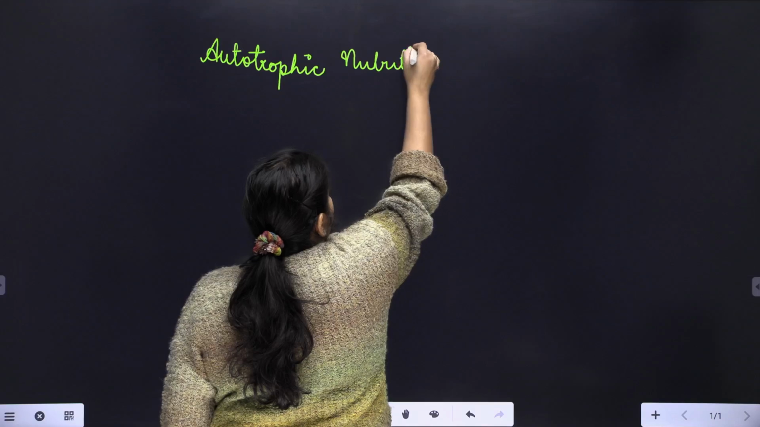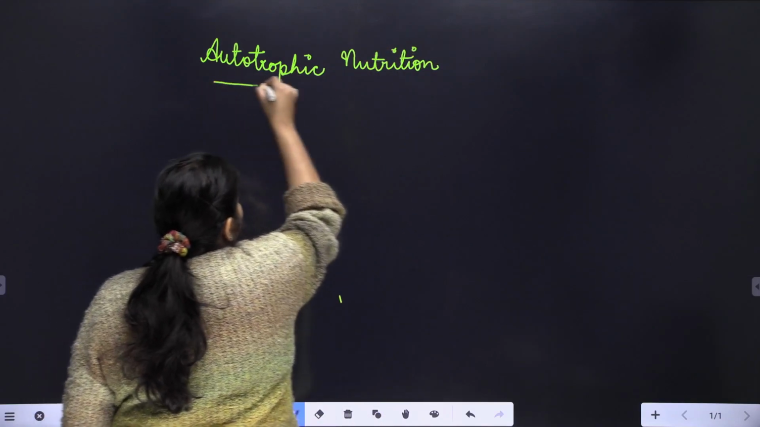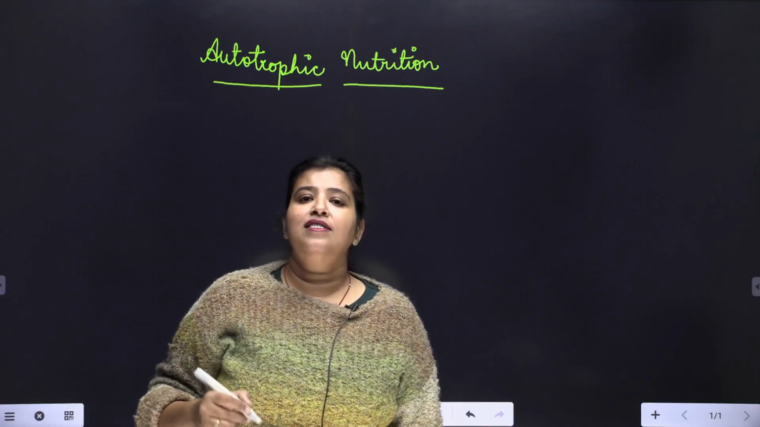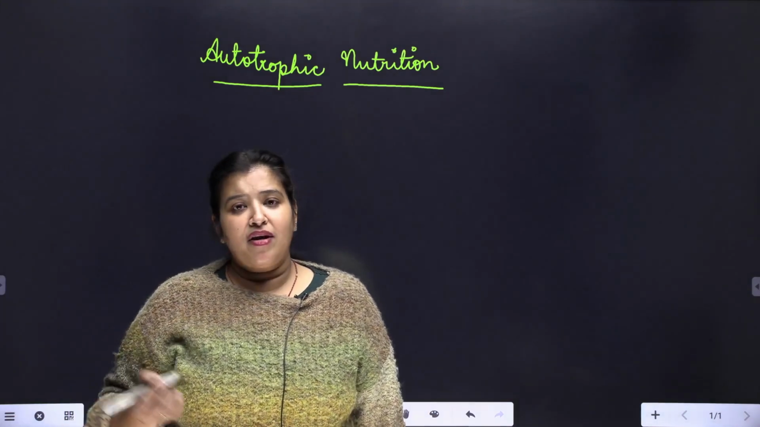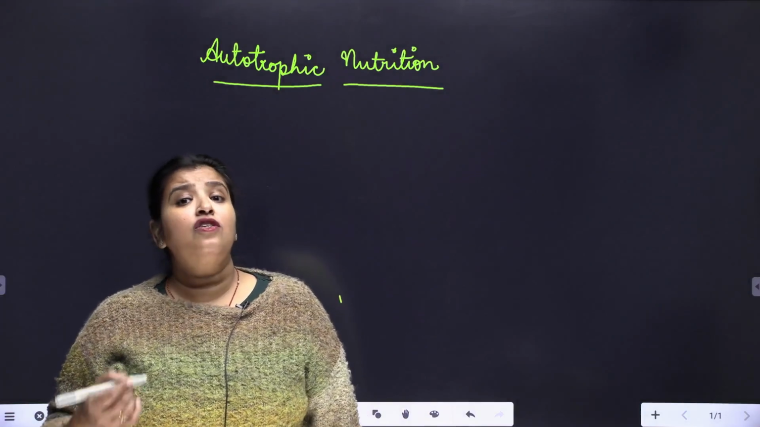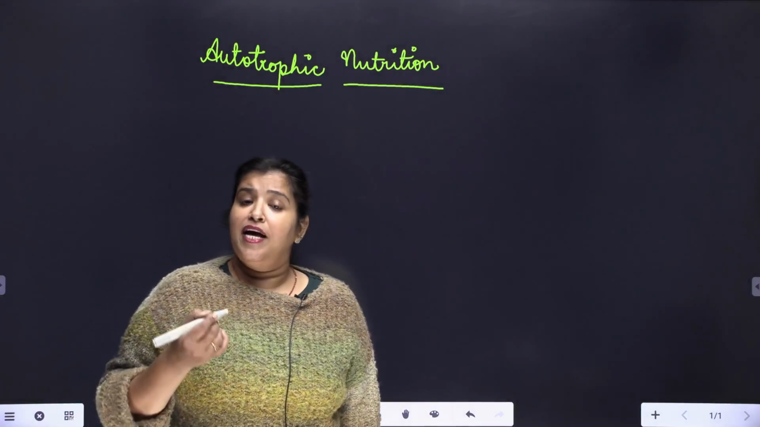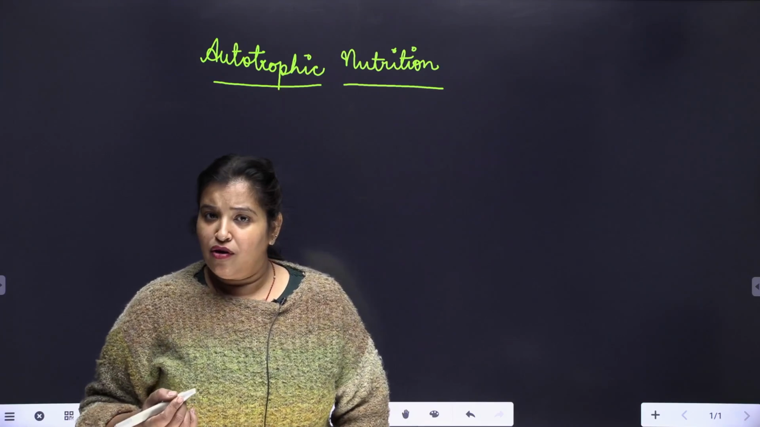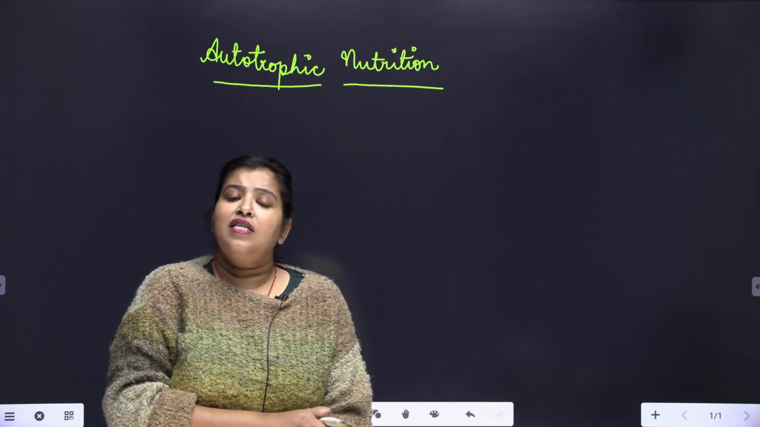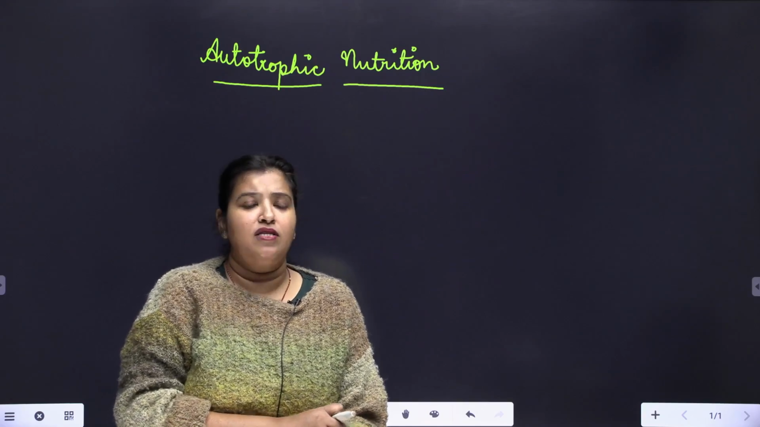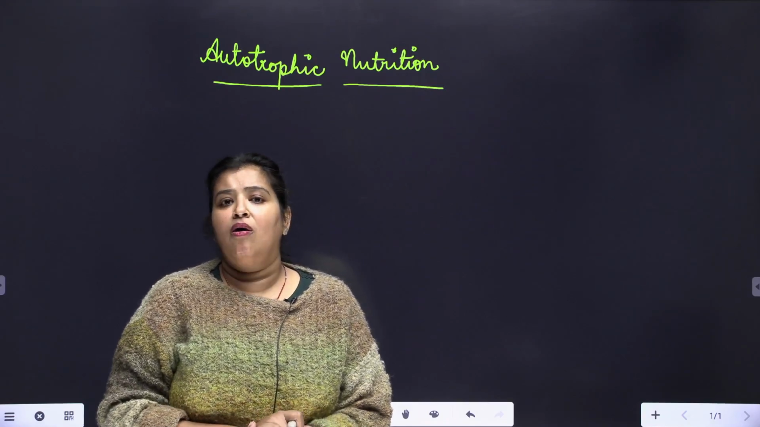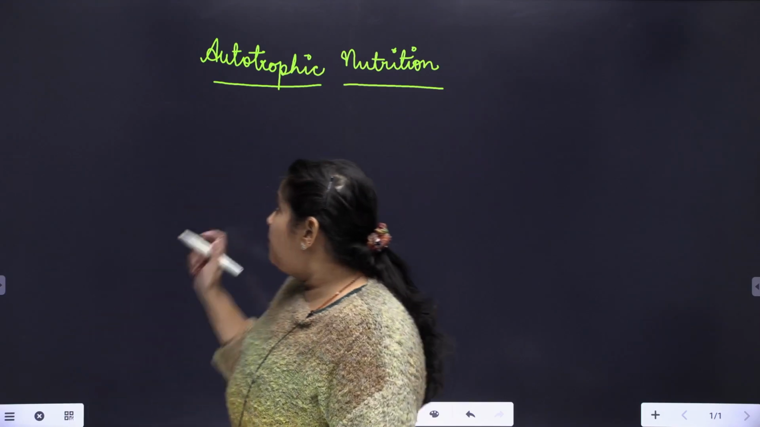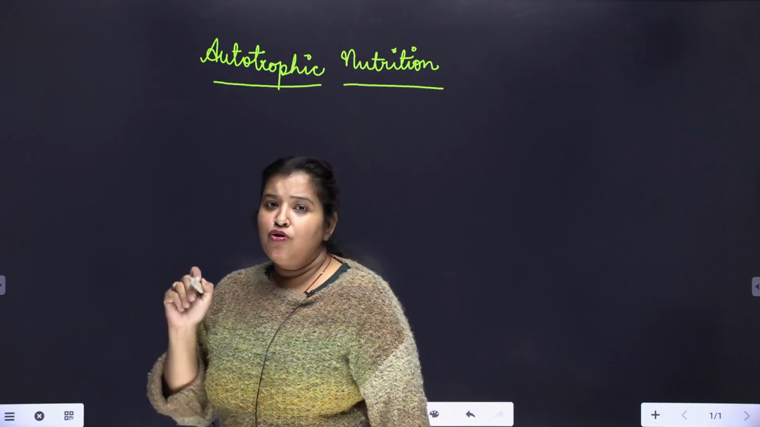Now, I've already explained the definition to you. Auto means self and nourishing. That means a system which is self-nourishing. It synthesizes its own food, all right? The organism has the capability of synthesizing its own food. Now, it can get energy for that food either from the sun in the form of light. So, that is photoautotrophism. And when it uses chemicals, as in case of methane or sulfur bacteria, so there we call it chemoautotrophism.